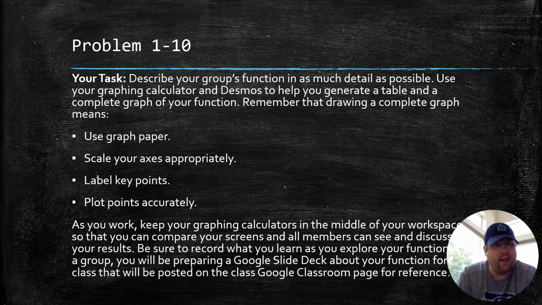Okay, so your task is, with the function you've been assigned, you're going to describe your group's function in as much detail as possible. You can use your graphing calculator and Desmos to help you generate a table and a complete graph of your function. That's your goal. Remember that drawing a complete graph means, from yesterday's assignment, that you can use graph paper, scale your axes appropriately, label key points, and plot points accurately. A lot of the graphing we're going to do today is on Desmos.